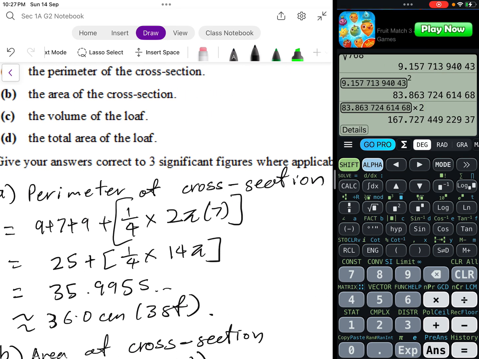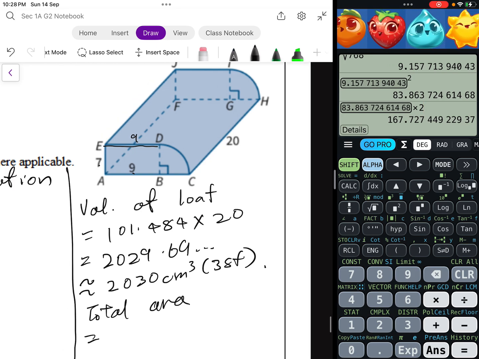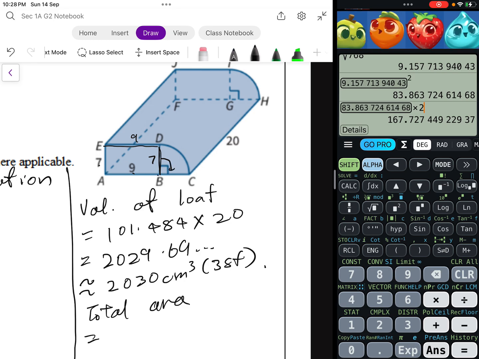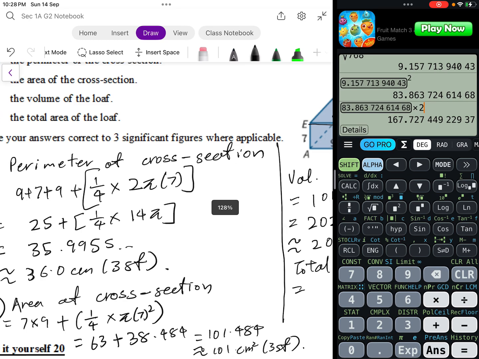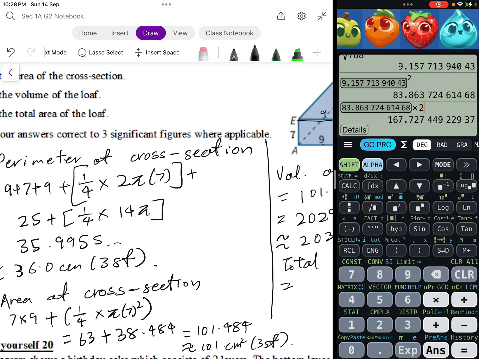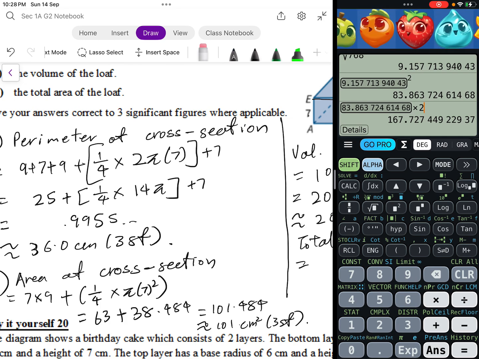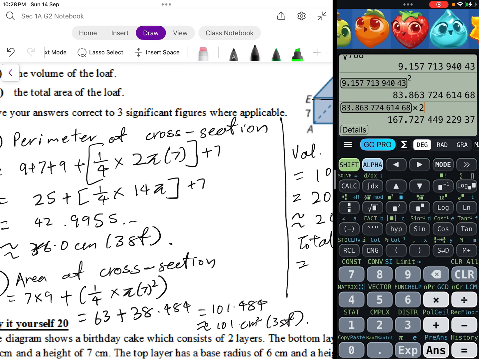9 plus 7 plus 9. Now, oh, sorry. This side is 7, and if this is a radius, that means this side is also 7. Which means I am missing a 7 actually. So my answer would be 42. And this would be 43.